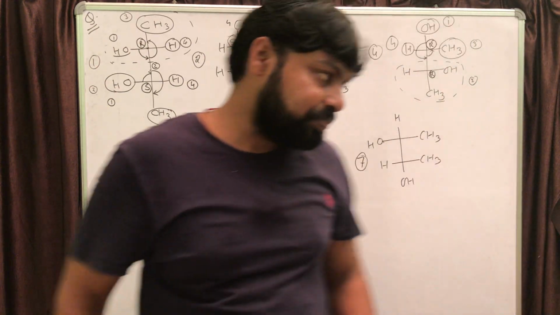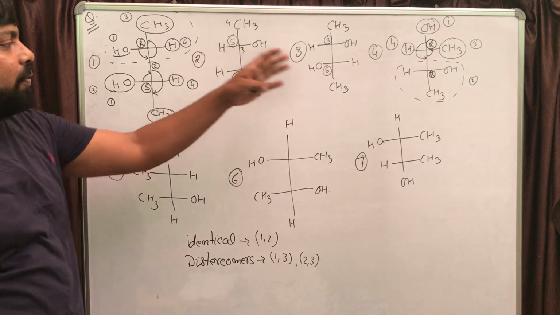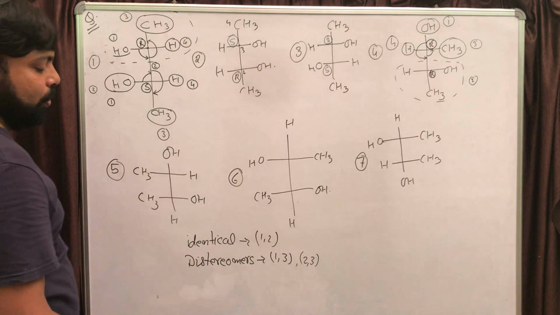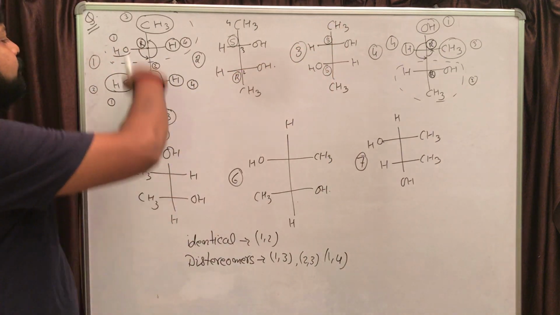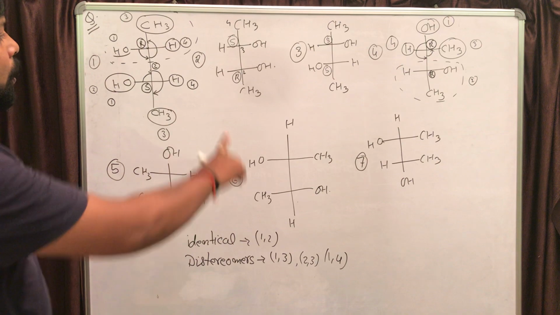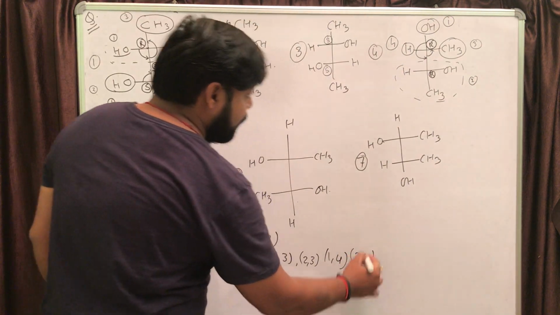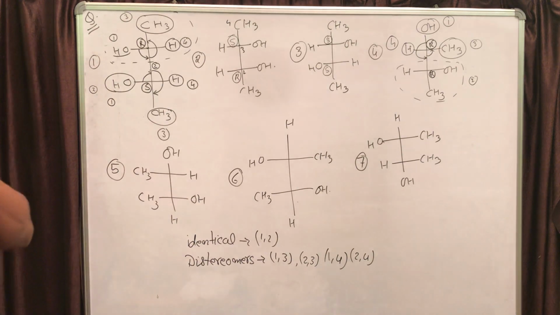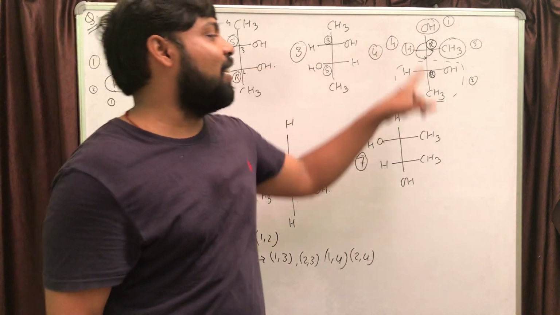Next, if it is asked, what is the relation between 1 and 4? It is diastereomer. 1 and 4 are diastereomers, R, S. Definitely they are not going to be mirror images. 2 and 4 are diastereomers. 3 and 4, it is SS and RR.